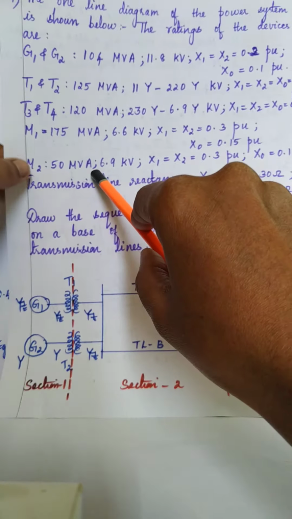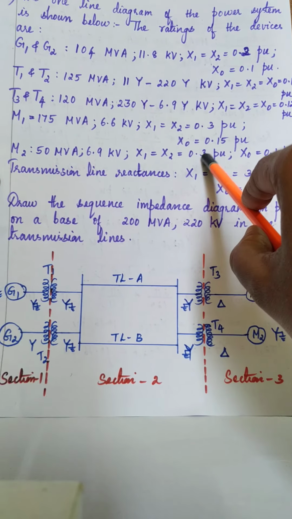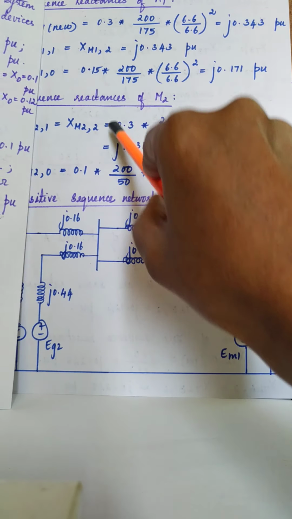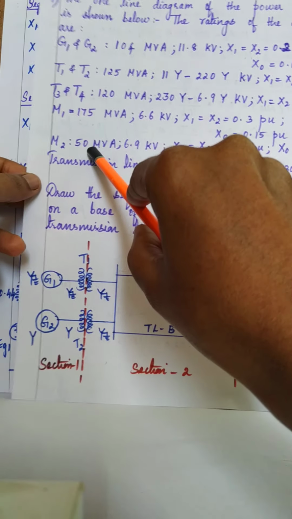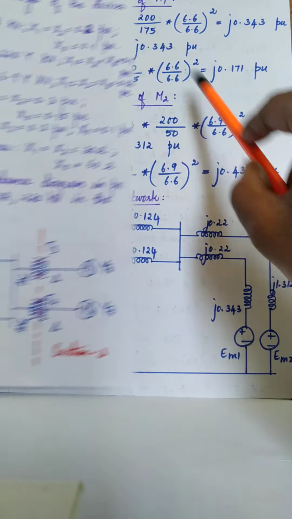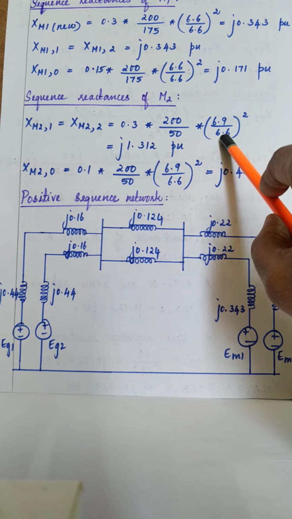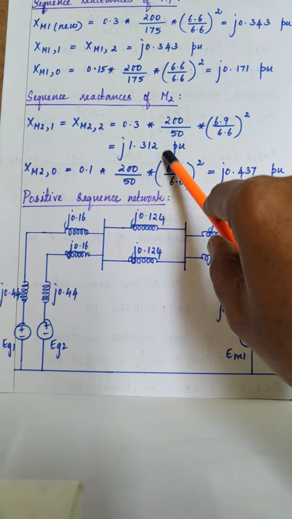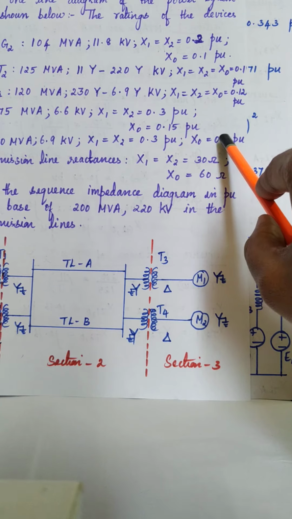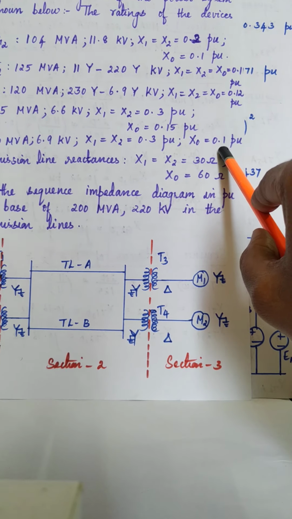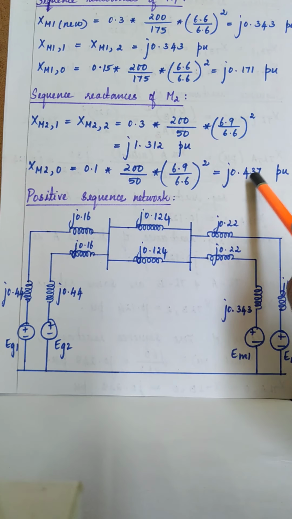So for M2, 50 MVA, 6.9 kV. Positive and negative sequence reactances are 0.3 per unit. So new value is old 0.3 into new MVA base by old machine MVA into old kV base by new kV base, in that particular motor section. You got it as j1.312 per unit. Now calculate the new value of the zero sequence reactance of motor 2. So old value into 200 by 50 into (6.9 by 6.6) the whole square, you get the value.